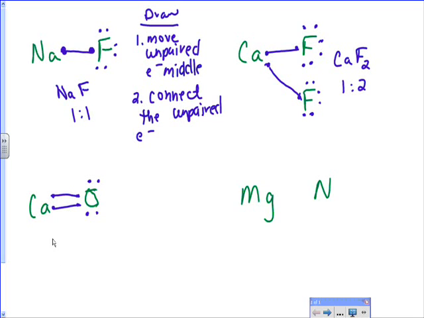This calcium and oxygen have a double bond, and the formula would be written CaO. And this is a 1-to-1 ratio because there's 1 calcium to 1 oxygen.